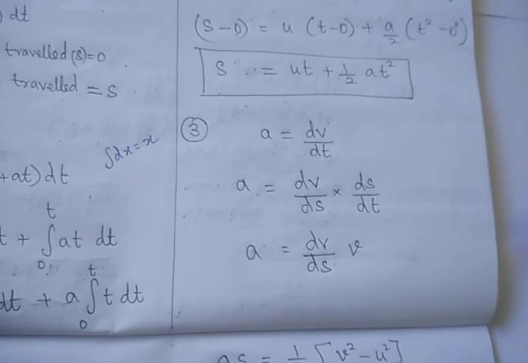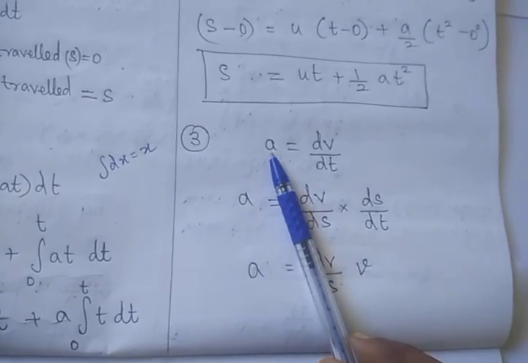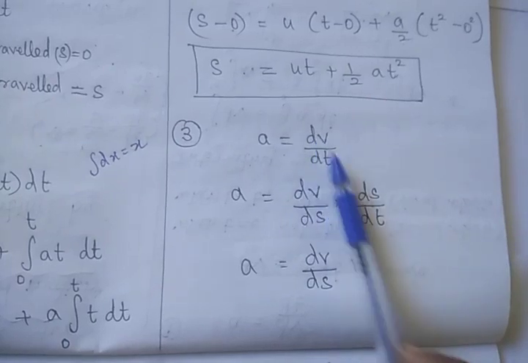Dear students, for the next and last equation, again I will take the first thing. In the first equation we take the acceleration, which is equal to dv by dt.